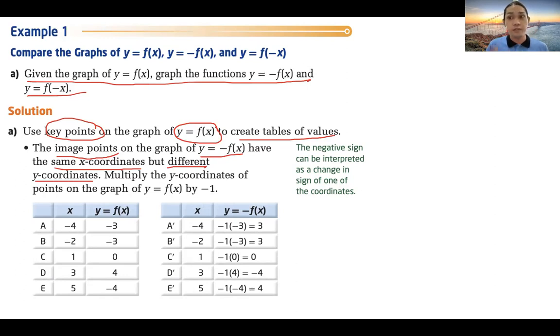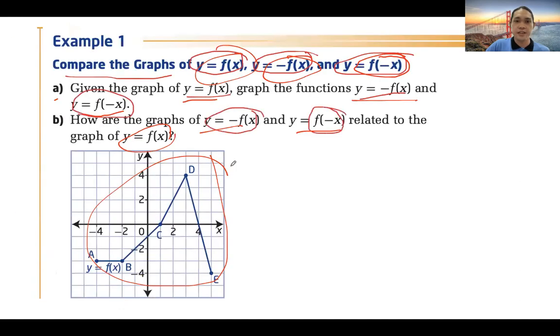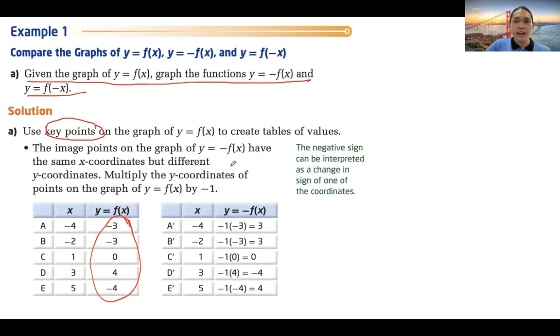If you remember the rule from a while ago, multiply the y-coordinates of points on the graph of y = f(x) by -1. See what happens. You have it here: y = -3, -3, 0, 4, until -4. This is what we did to get its reflection along the x-axis. Negative 1 times negative 3 becomes positive 3.